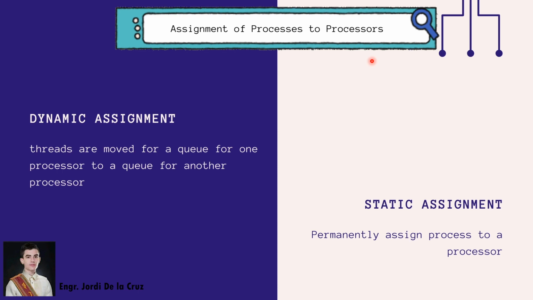Assuming all processes are equal, it is simplest to treat processors as a pooled resource and assign processes to processors on demand. So the next step is to decide whether the assignment should be dynamic or static. In dynamic assignment, threads are moved from the queue of one processor to the queue of another processor. However, in a static assignment, you would have to permanently assign processes to a processor.